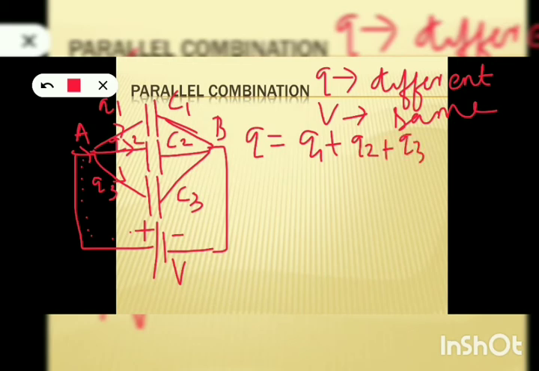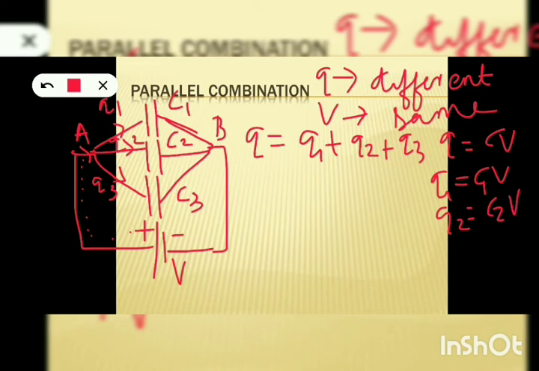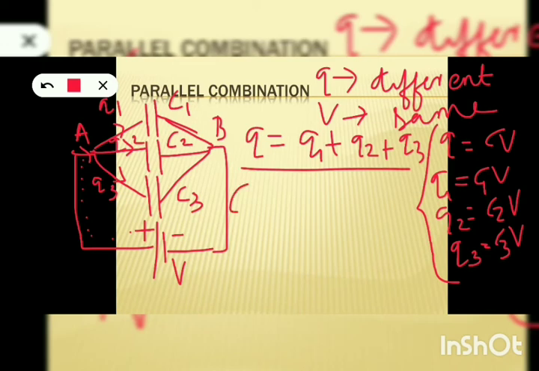Okay, so what is Q? Q is equal to CV. Then what will be Q1? Q1 is equal to C1 into V. Q2 is equal to C2 into V. Q3 is equal to C3 into V. Here no need to write V1, V2, V3 like that, because the potential remains the same and it is V. So substitute the values of Q, Q1, Q2, Q3 in this expression. So we will get Q is CV equal to C1V plus C2V plus C3V.